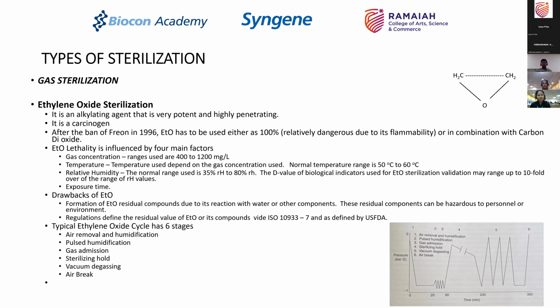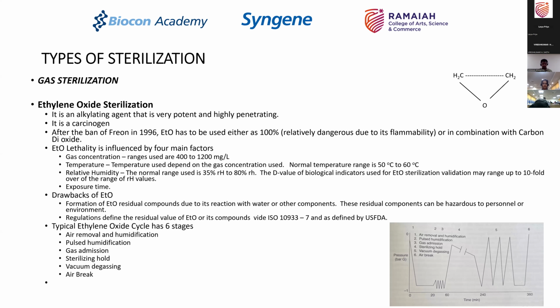So let's start with ethylene oxide. Ethylene oxide, the formula is there on the right hand side, also referred to as EtOH or EtO. Generally in the industry, we refer to it as ETO. It is an alkylating agent, and therefore it is very potent and highly penetrating.